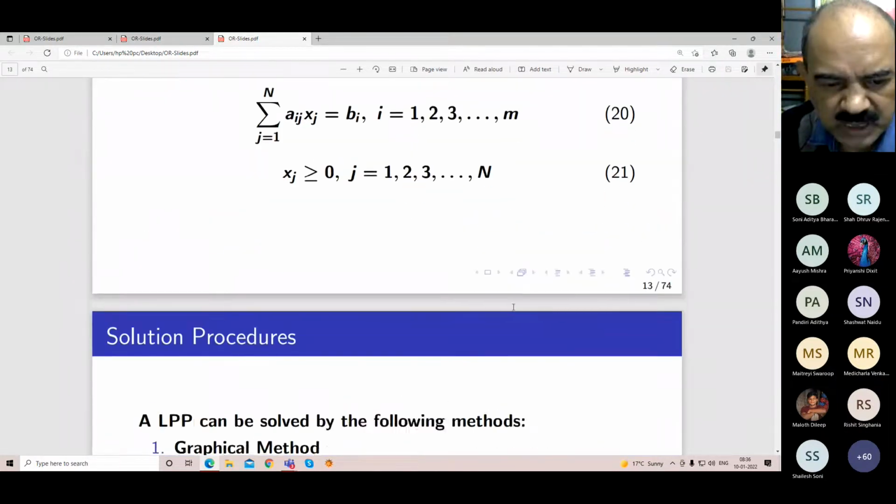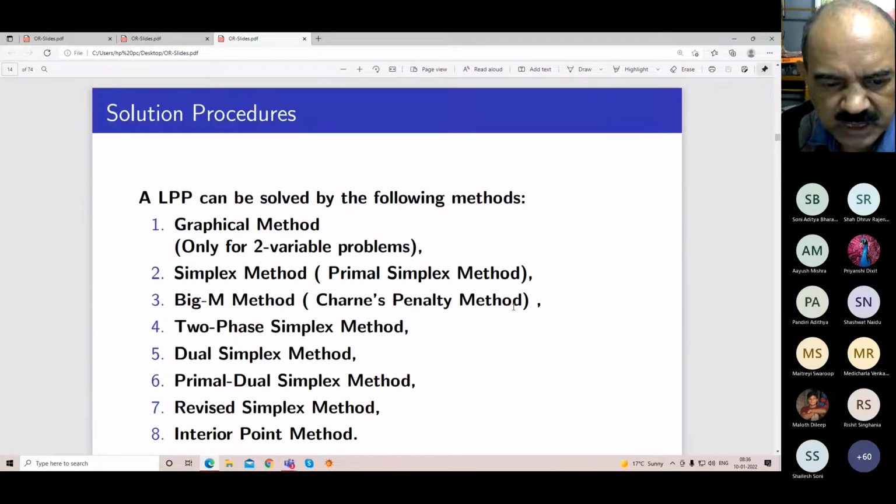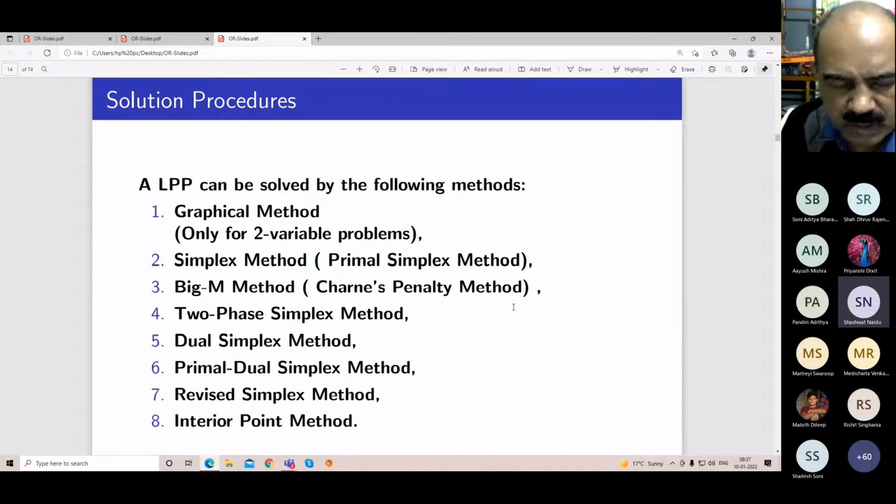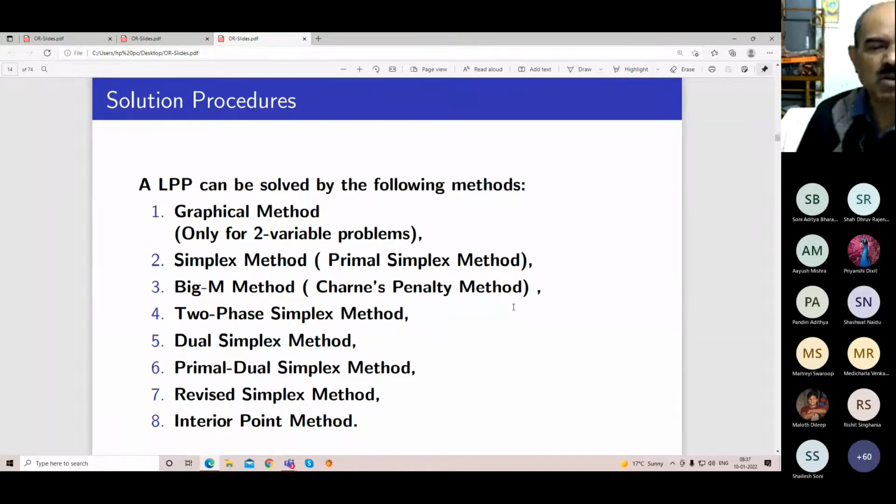Now, very quickly I am talking about the solution. The reason is that after some time you will have the laboratory. In the laboratory you will write some code. So all the theory we will slowly cover. These are the methods generally used to solve linear programming.